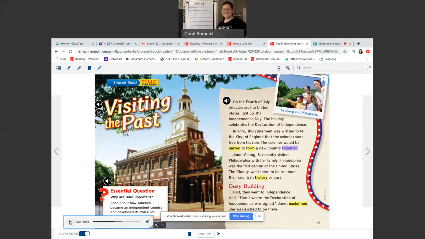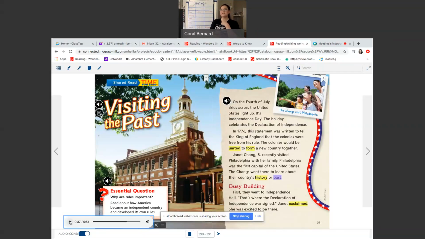Let's continue. Janet Chang, 8, recently visited Philadelphia with her family. Philadelphia was the first capital of the United States. The Changs went there to learn about their country's history, or past.